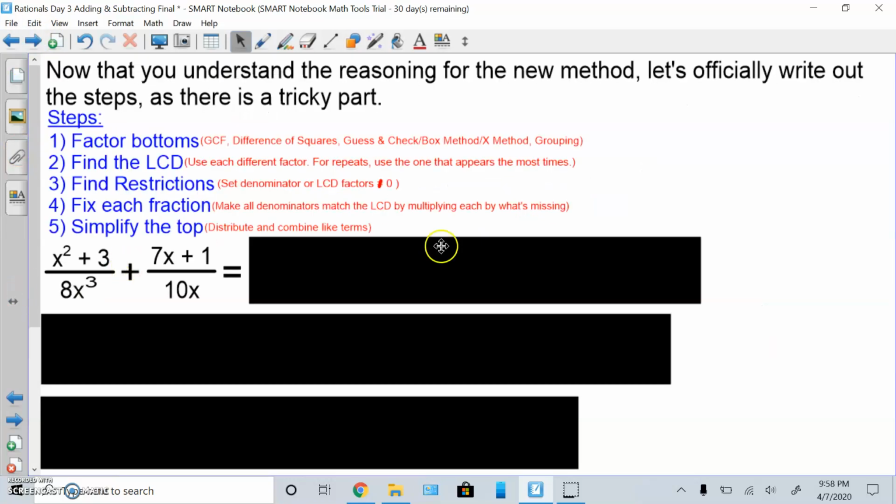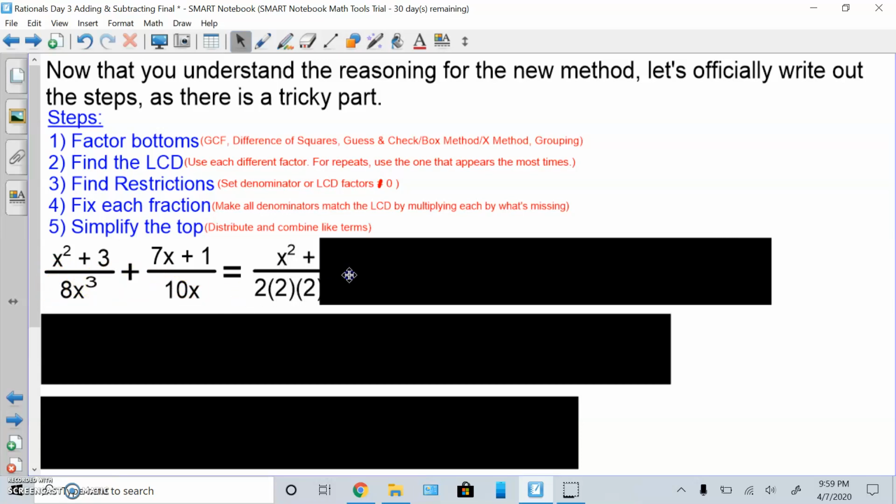All right, so now that you understand the reasoning for the new method, let's officially write out the steps, as there is a tricky part. So step 1, you're going to factor the bottoms only. You don't care about the top. So GCF is always first, then difference of squares, if you can square root them, guess and check, X method, box method, grouping of 3 terms. So here's our problem. I'm going to factor just the bottom because these are not the same. I don't know what to multiply by. So this is one term, you break it down. 8, you can turn into 2 times 2 times 2. And then x cubed, you try to get rid of the exponents, you write x times x times x. So that's the first fraction fully factored.